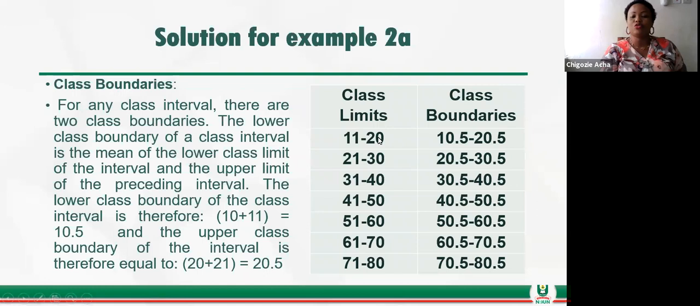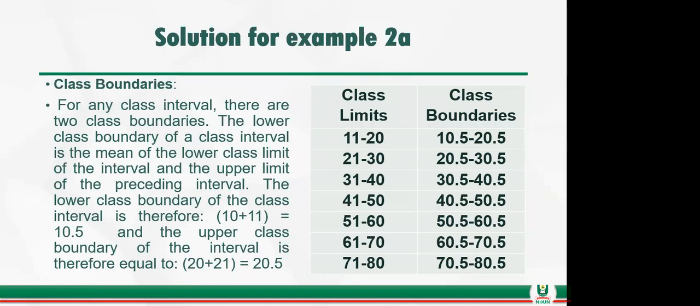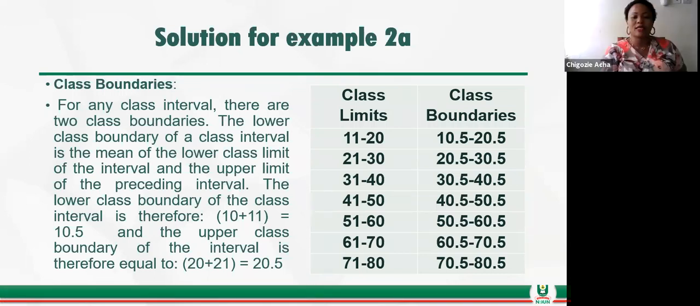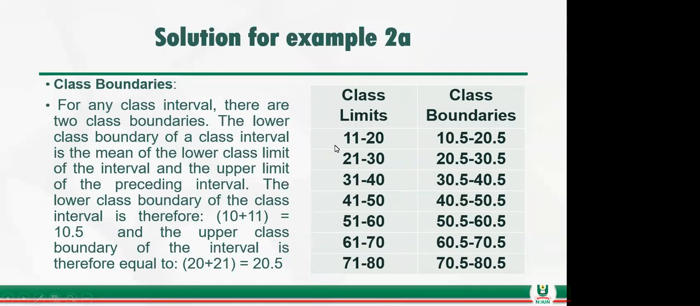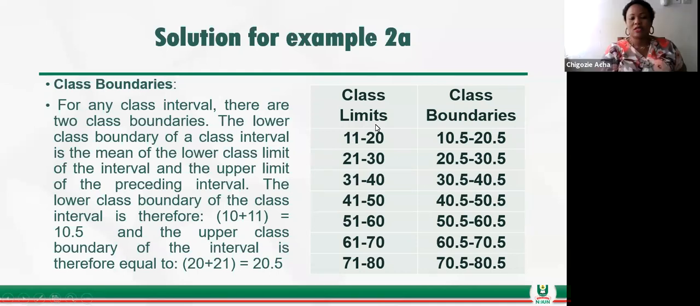Before you have 11 to 20, what is the class limit before this 11 to 20? Can anybody give me the range? I think 0 to 10. 0 to 10. Thank you very much. That's the correct answer. So for us to calculate the class boundaries, we have 10 plus 11. That's the upper class boundary of the interval.